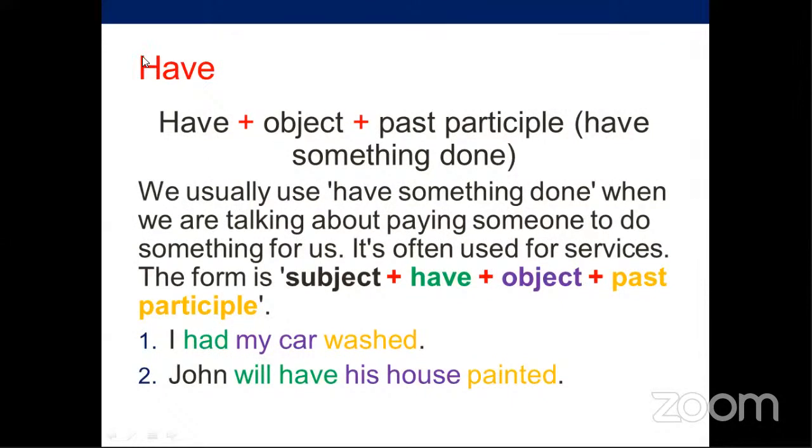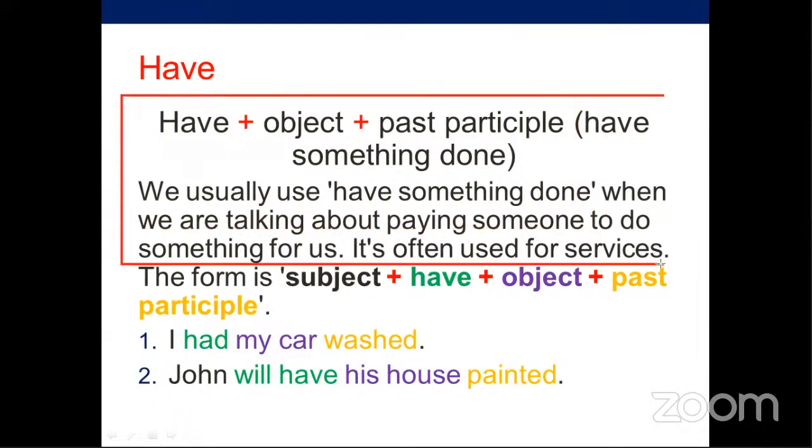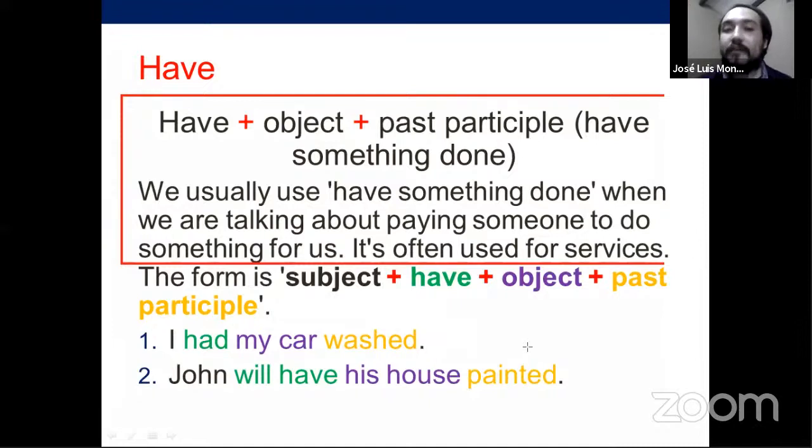Okay, have plus object plus past participle, have something done. We usually have something done when we are talking about paying someone to do something for us. It's often used for service. Thank you very much, Whitney. So, and also this is very formal, all right? On Pearson, I think that you're going to be using have, all right? You're going to be using have because it's used for professional services that you can require. So again, the formula, have plus object.